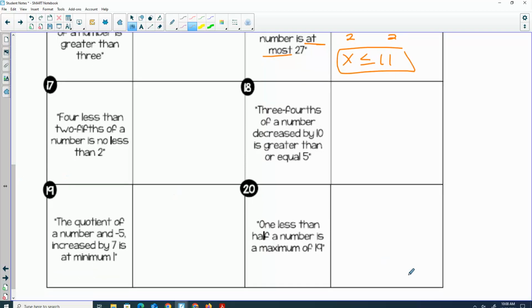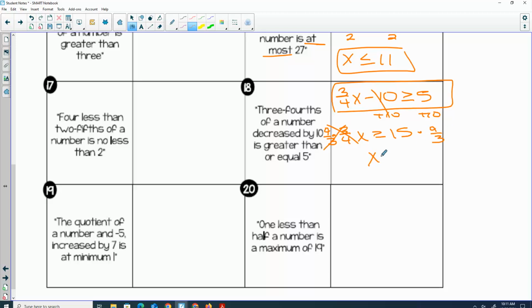Okay, I want you guys to try 18 and 20. Last two here. 3/4 of means times a number. So 3/4 x. Decrease by means -10 is greater than or equal to 5. So that's my inequality. Add my 10 to each side. Divide by 3/4 or multiply by 4/3. You get x is greater than or equal to 20.